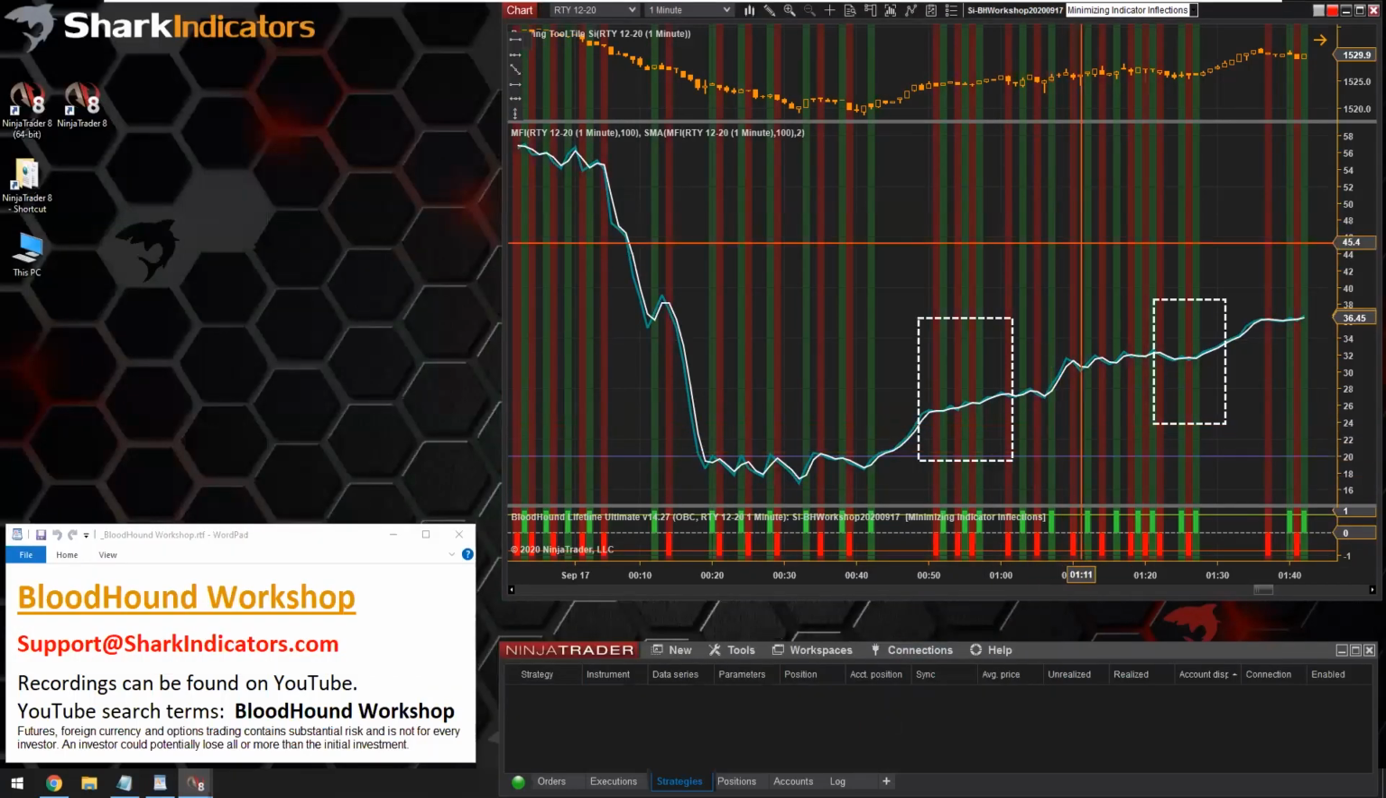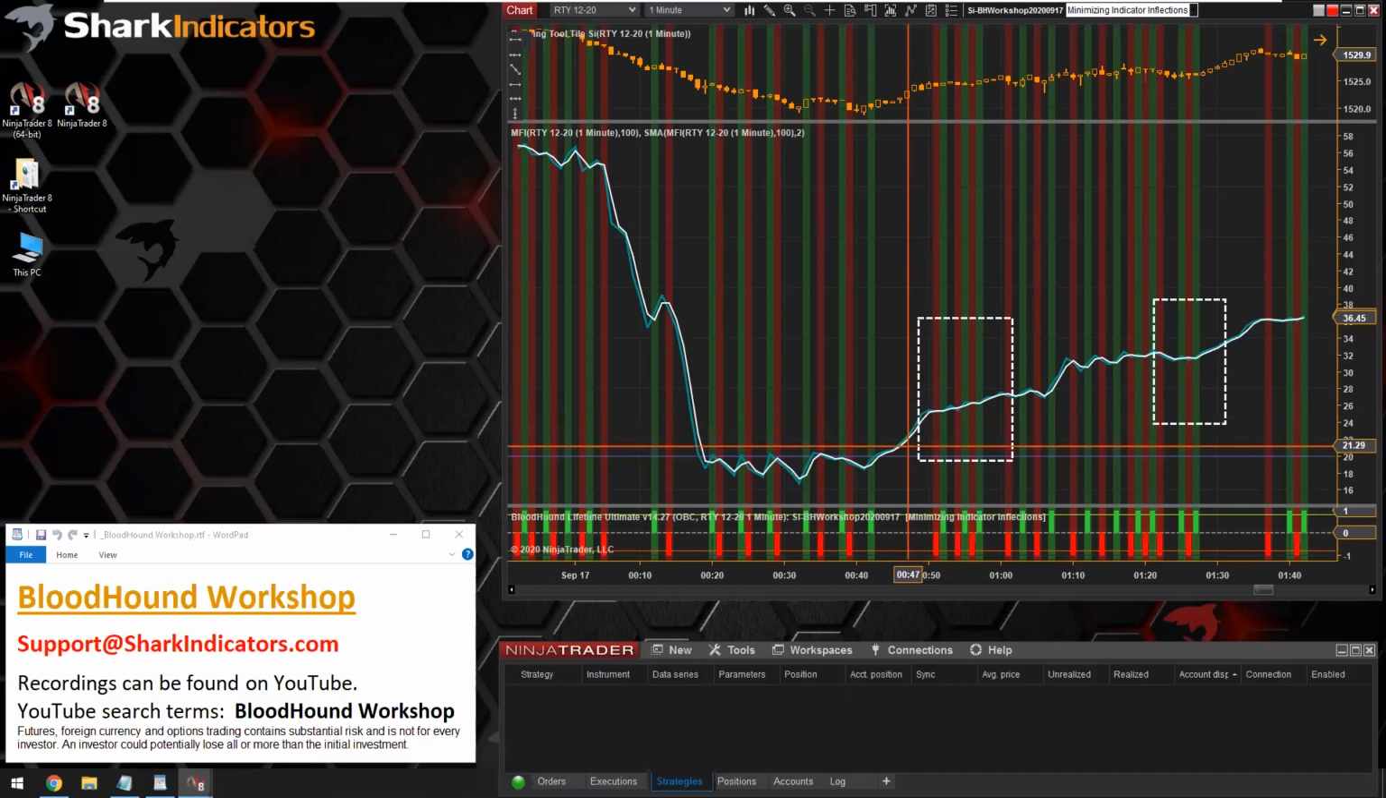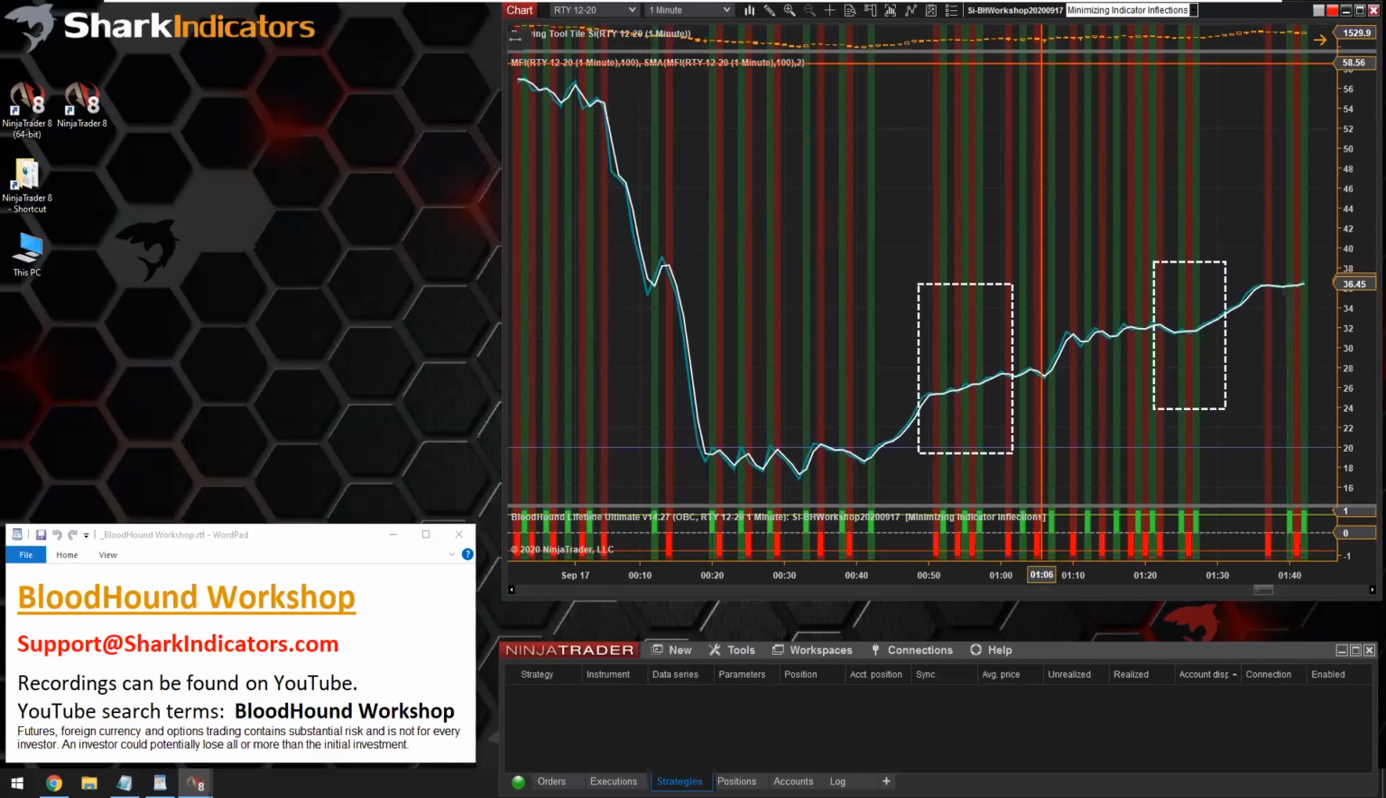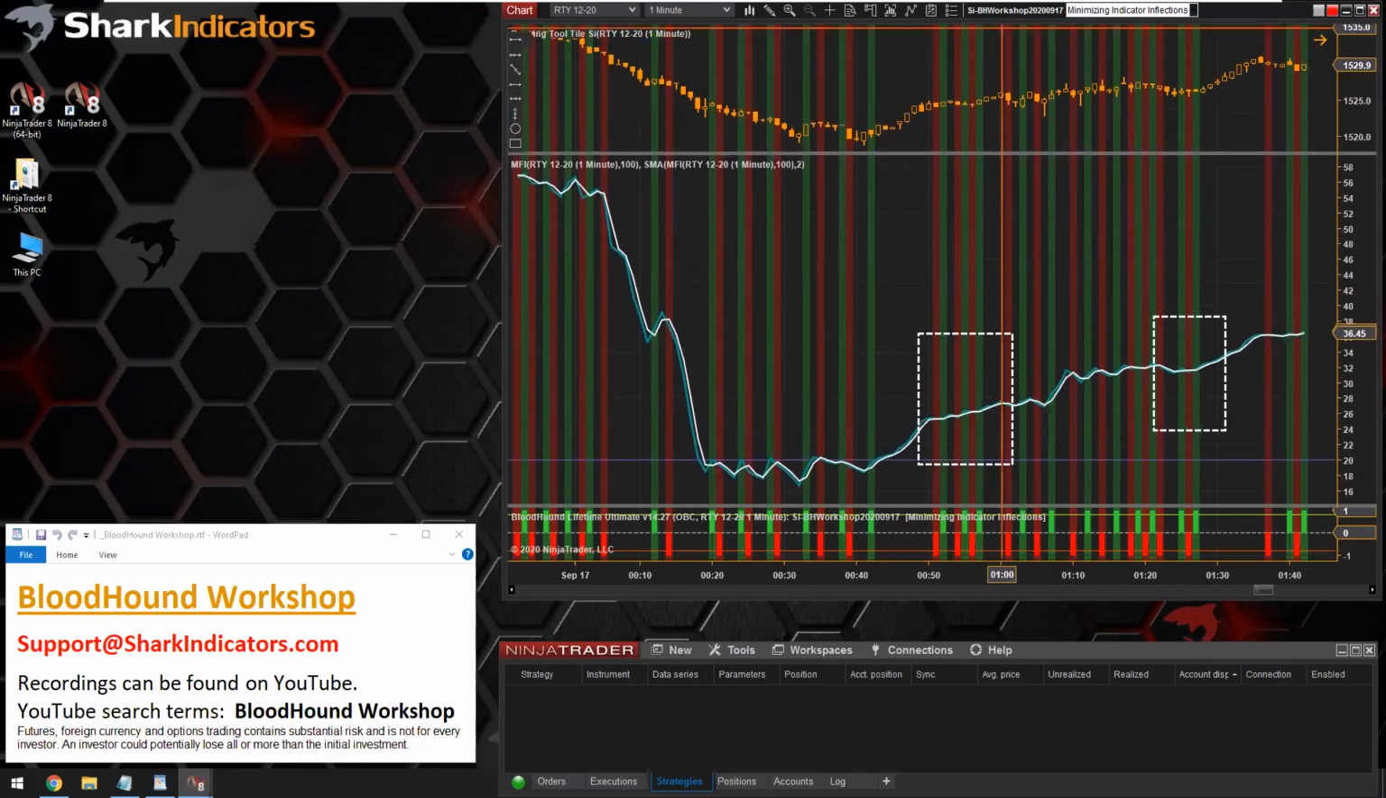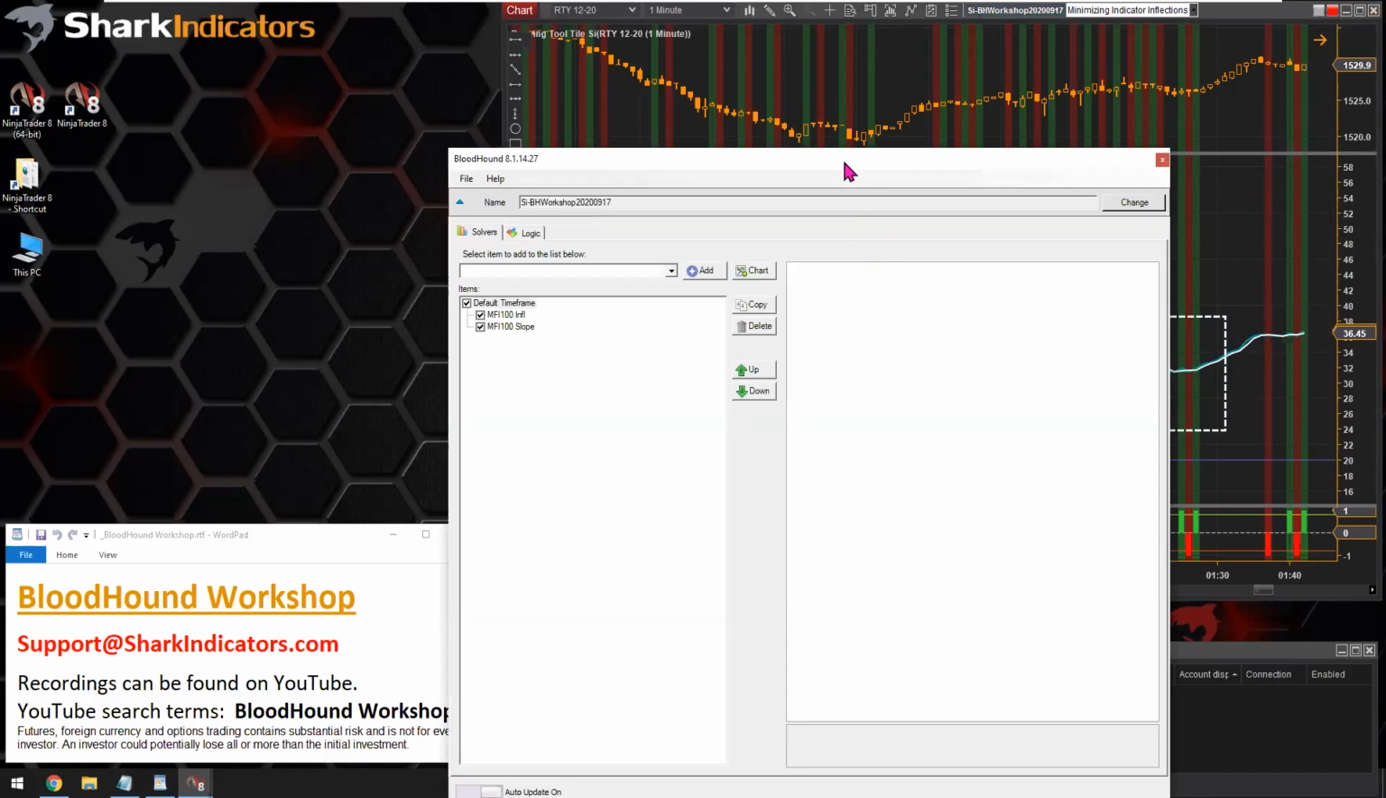All right. So now we can see the SMA on top of the MFI. Yeah, so already we can see that smoothing out the MFI with a 2-period SMA, it looks like it's done a really good job of reducing these inflections here. All right. So let's do the same thing in BloodHound, right?